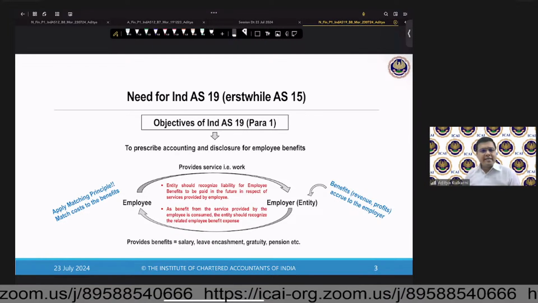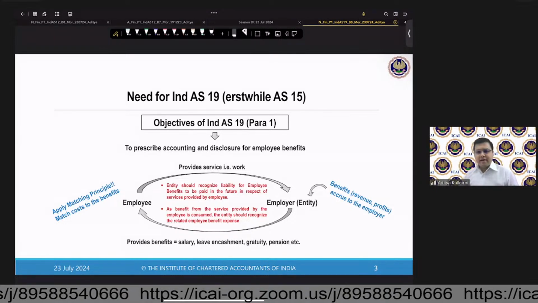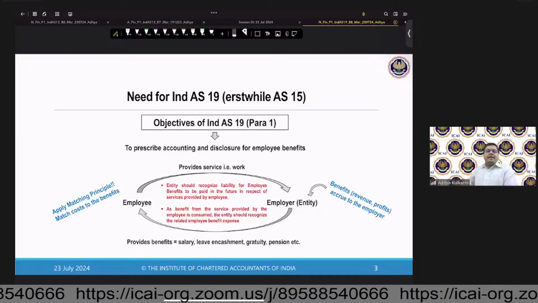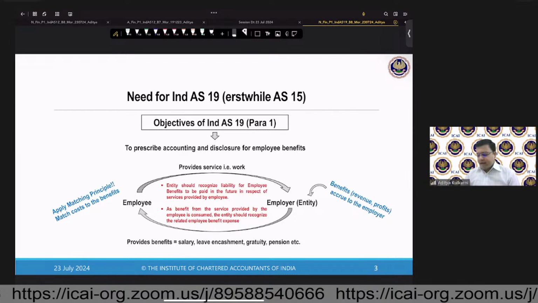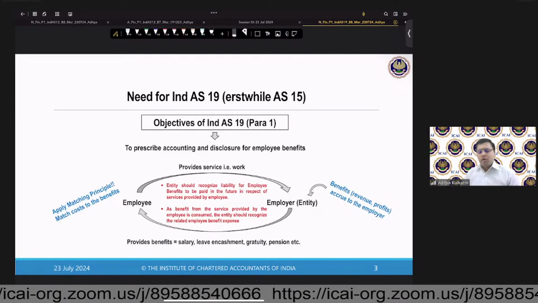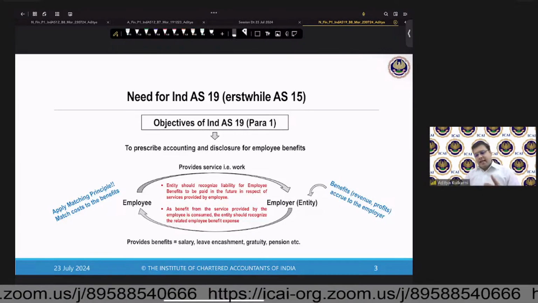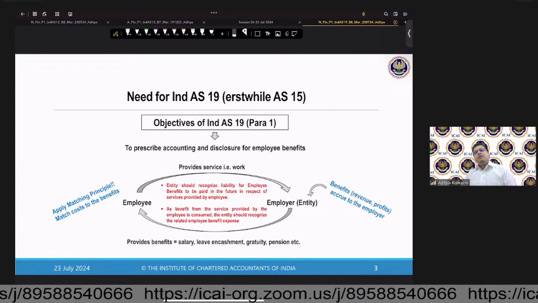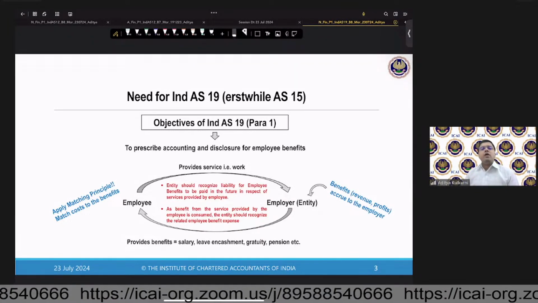We had a corresponding standard AS 15 that dealt with this under the accounting standard regime, but now it is Ind AS 19. So why do I need a separate standard on employee benefits? Because the whole point is we need a matching way of recording my expenses. An employee comes to the organization, performs services, and he gives benefits to the entity. And to match those benefits, we need to account for that cost.